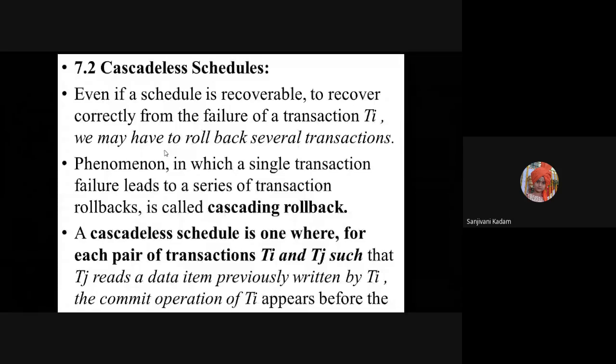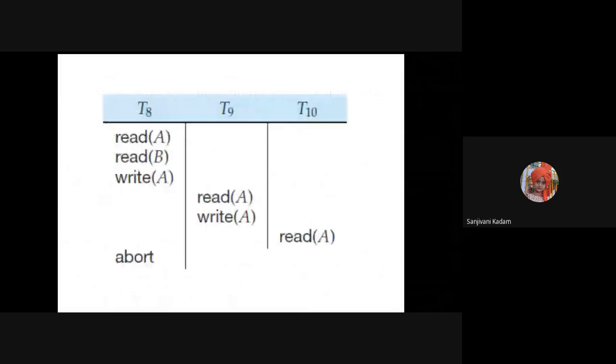For this purpose, a solution is that we have to schedule Ti and Tj such that if Tj reads a data item previously written by Ti, the commit operation of Ti appears before the read operation of Tj. It means that unless and until Ti commits, Tj will not read the data item. So in this example, unless and until T8 commits, T9 will not read the value.